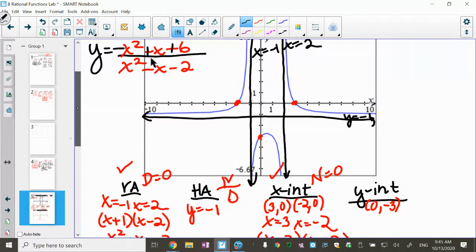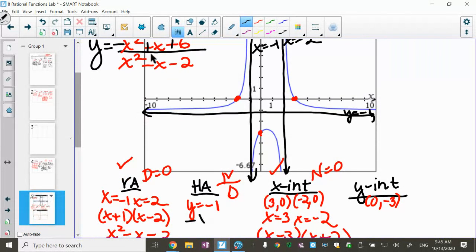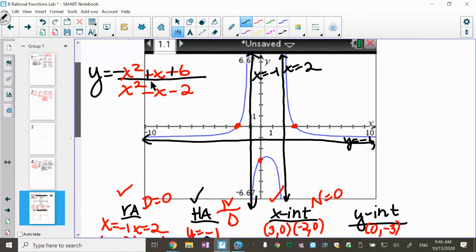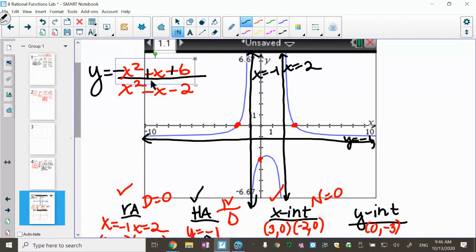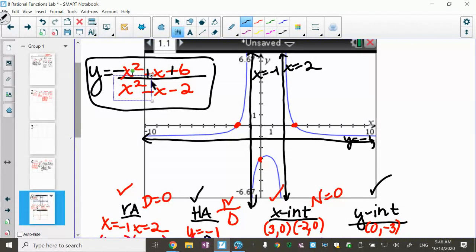So I'm thinking, okay, so now this works. I now have a negative x squared over x squared. This cancels out. I have the -1. Okay? So I'm thinking this is my formula right here. Let's last check. I have to have the point 0, -3. So if I put the zeros in all these spots, do I get a -3? Yes. So this works.